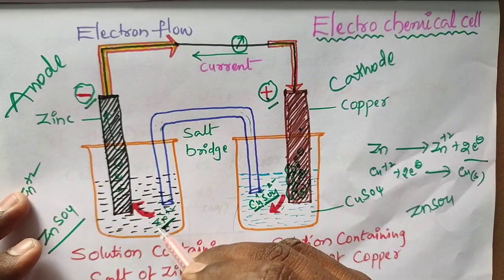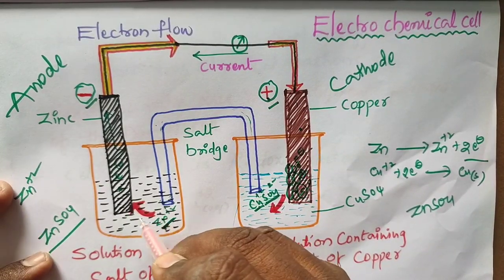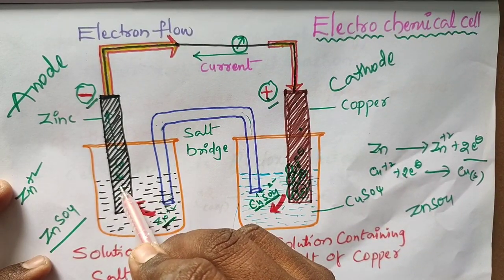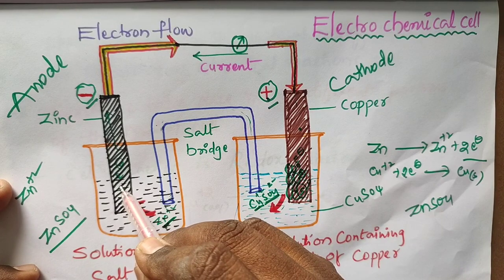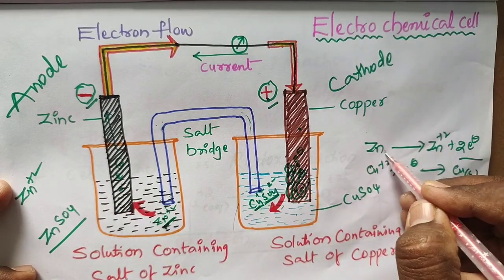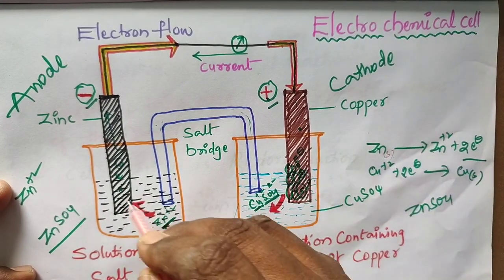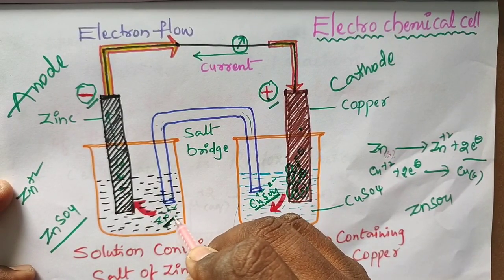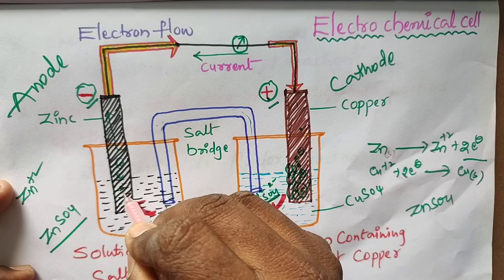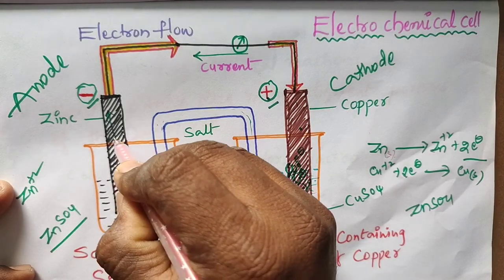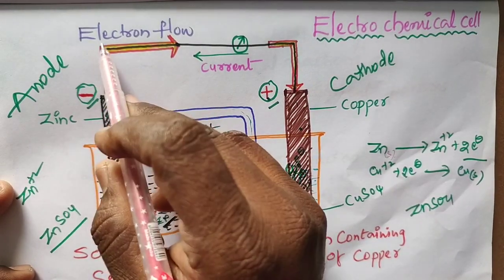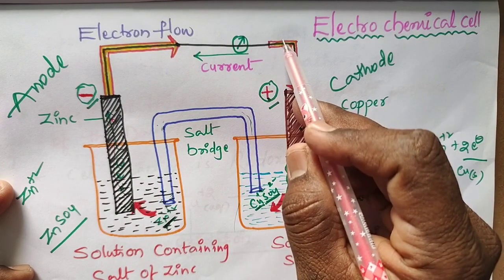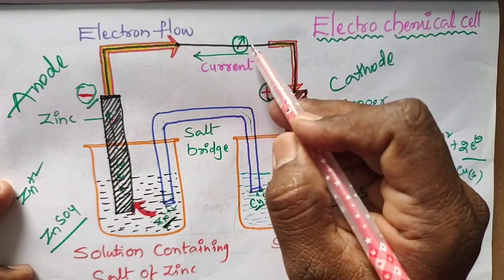I will repeat this once again. Solid zinc is going to form Zn plus 2. Solid zinc is converted to Zn plus 2 because 2 electrons are liberated. So the 2 electrons are going to flow. The electron flow takes place like this, and it is measured using an ammeter or voltmeter.